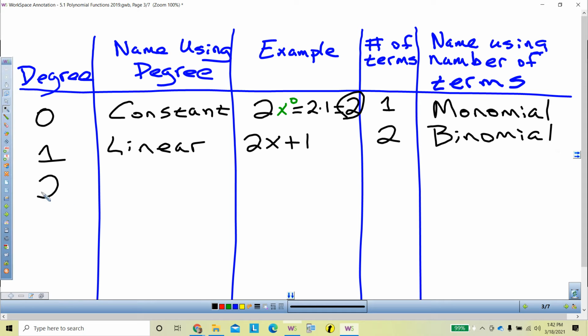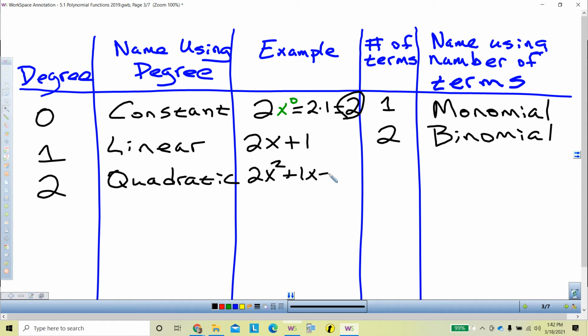Okay, second degree, we've been talking about this. The entire last chapter is a quadratic. Okay, we're going to just kind of continue on this theme here. So let's say we have 2x squared plus 1x minus 3. So now we're up to 3 terms. A tricycle has 3 wheels. It's called a trinomial.